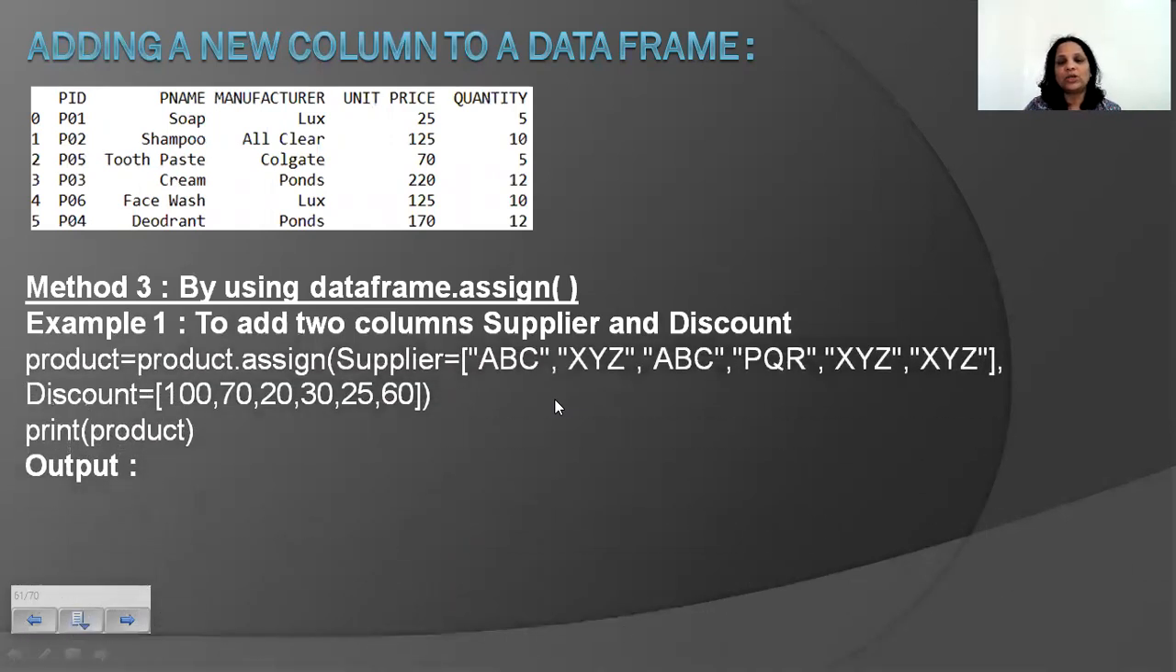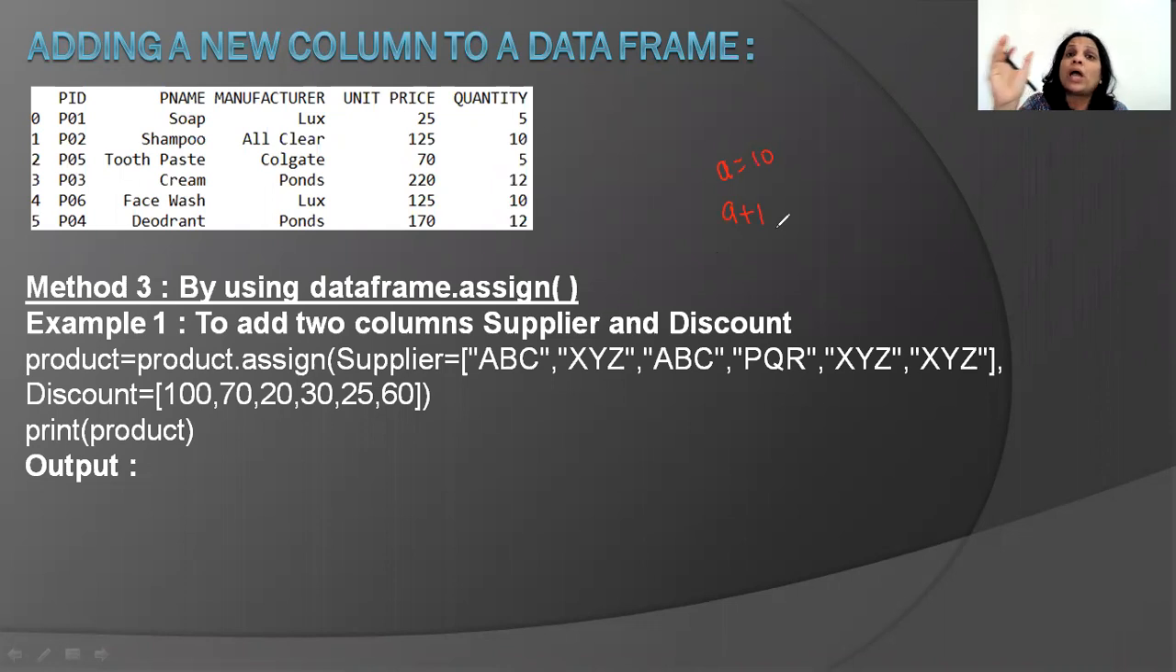Then what do I do? I will just explain to you in terms of a number. For example, let's say A's value is 10. And if I say A plus 1, it doesn't mean I'm changing the value of A. I've taken the value of A, added 1 to it, making it 11. So I've got a new value, but it hasn't updated A. That's exactly what is happening here. When you say product.assign, it takes the old data frame, adds the new columns, and you've got a new data frame. The old data frame continues to remain there.